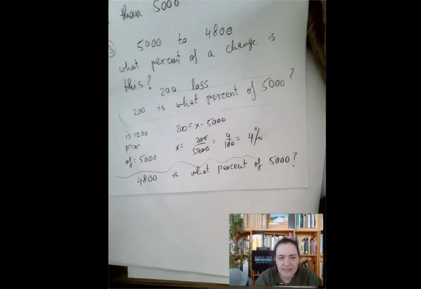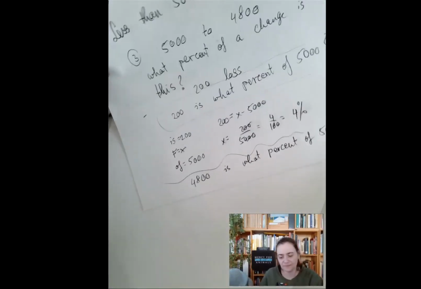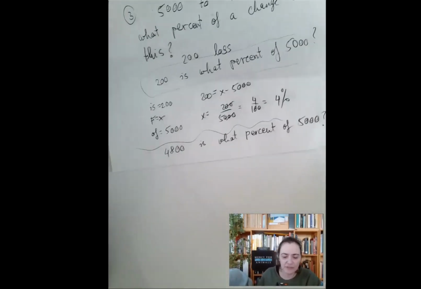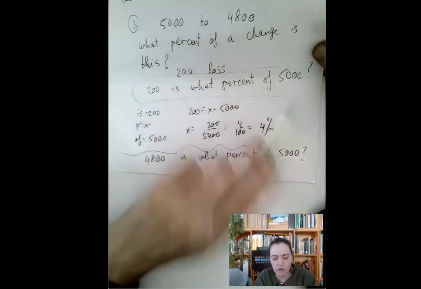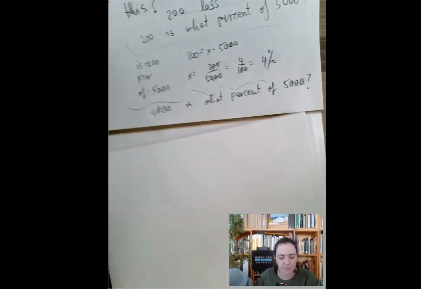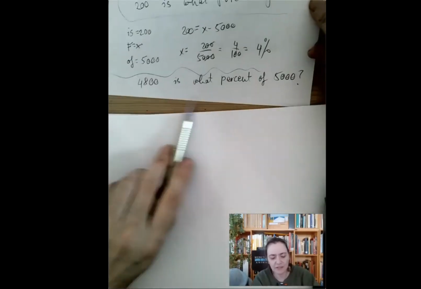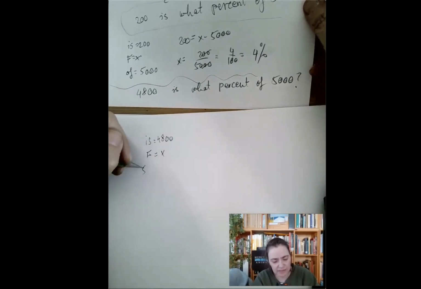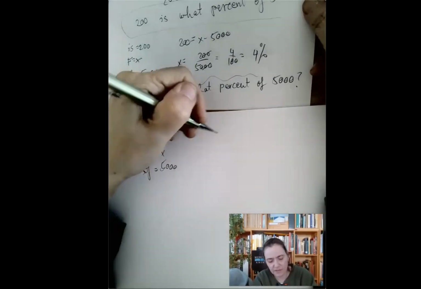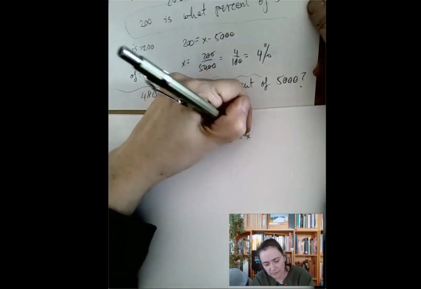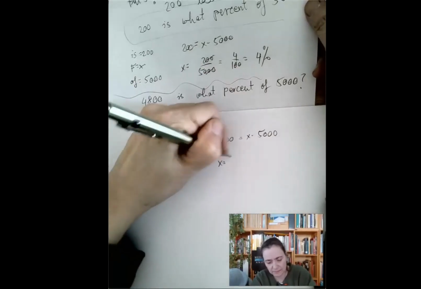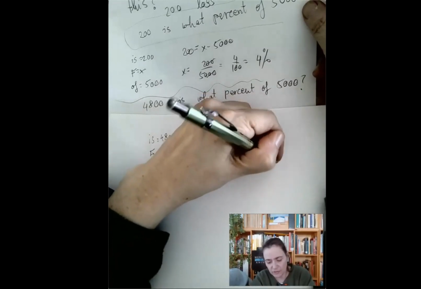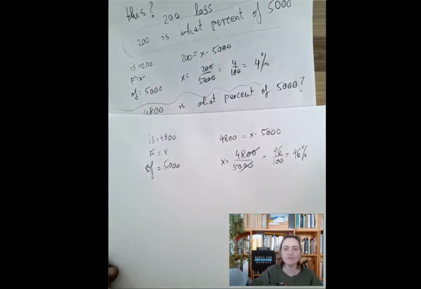These things get pretty interesting. We can say 5,000 minus 4,800 is 200, and then 200 is 4% of 5,000. It's first a subtraction and then a percent problem. But we can do first a percent problem. 4,800 is what percent of 5,000? Fraction is x, 5,000 is the of. And so is fraction times of. For x, we chop off 2 zeros and then double. We get 96 over 100, which is 96%. And now we do the subtraction.